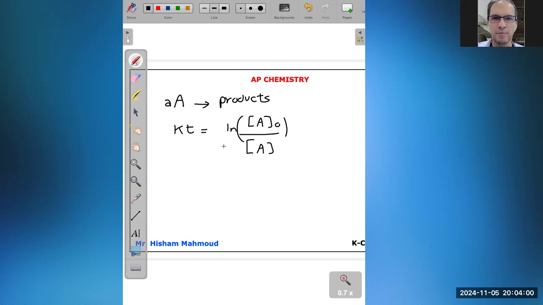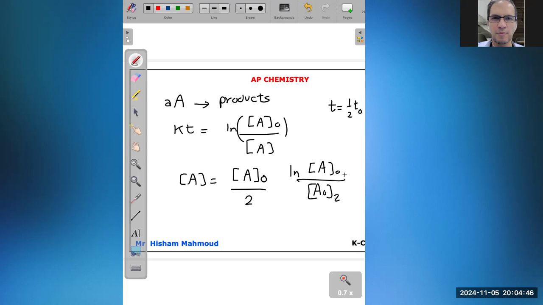Now when t equals half, when the time that passed is half of the initial time, the concentration of A will equal half of the concentration at the beginning. Without tiring yourself too much, I will just give you one equation. I don't want you to know how it came, but if you want to know, it's like that: ln of A0 over A0 over 2 equals k times t half.